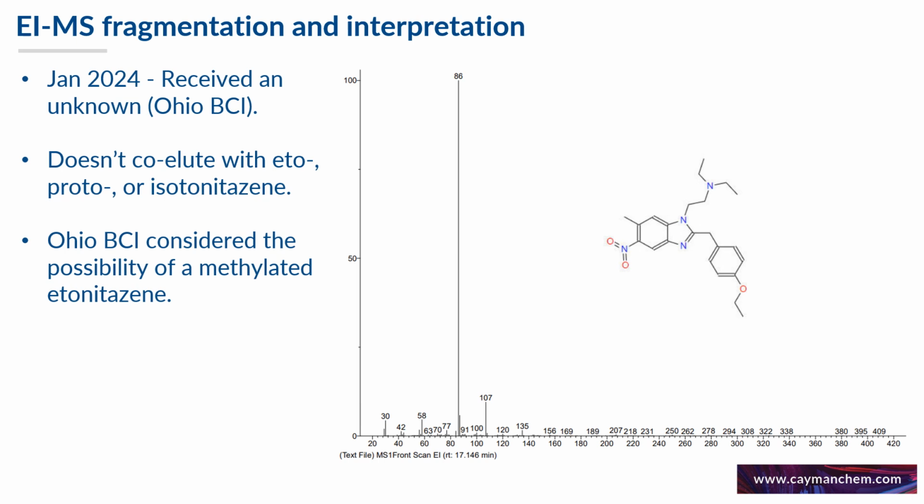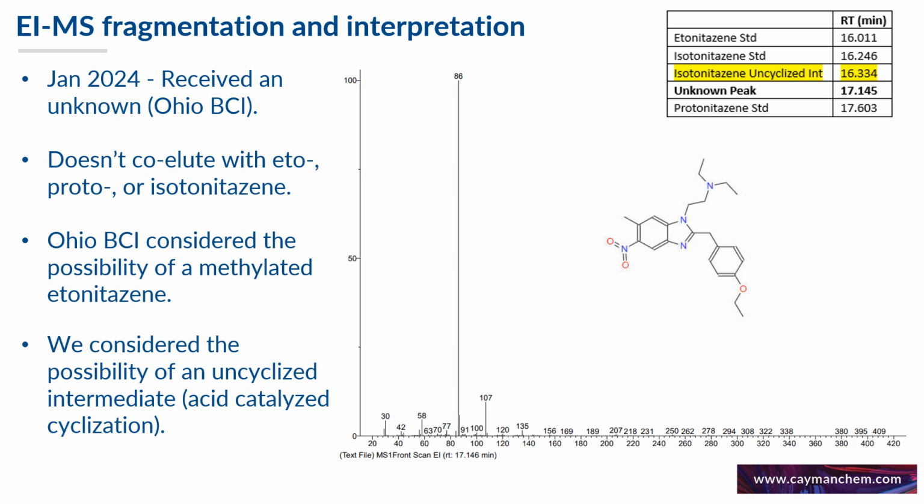We looked at the spectra and we were kind of stumped at first. It had all the hallmarks of adenitazene. And based on the retention time of the unknown, we thought that it could possibly be an uncyclized intermediate of either adenitazene or isodonitazene. So we sent over the standard, and when it was tested against the unknown, the GC mass spec looked similar, but unfortunately it wasn't a match, and it was quite far off. So we were back to square one.